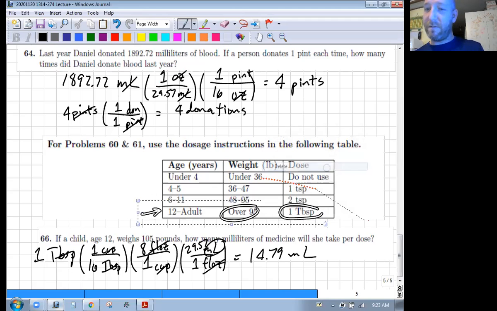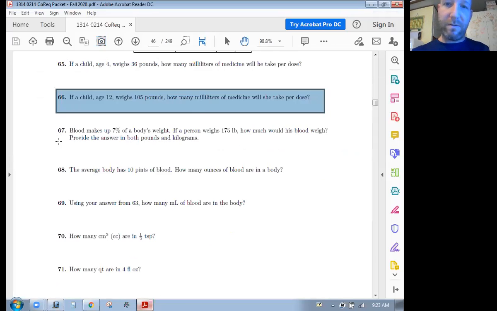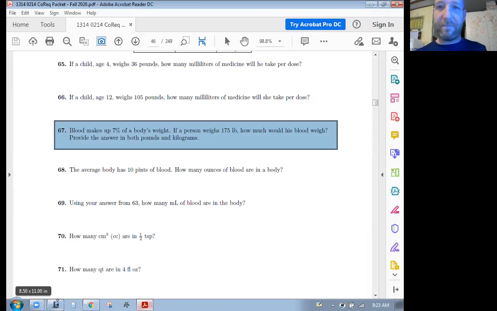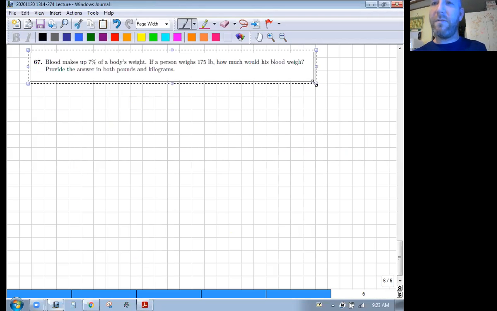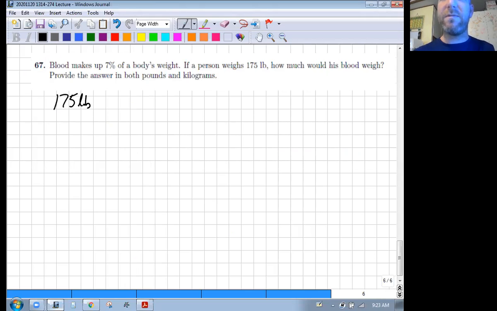Clean up our chart. All right, let's see. Oh, this one's cool. It's got percentages. Let's do that one. So blood makes up 7% of a body's weight. A person weighs 175 pounds. How much would his blood weigh, both in pounds and kilograms? Well, if it's 7%, let's multiply it by 0.07. So we get 175 times 0.07, which is 12.25 pounds of blood.